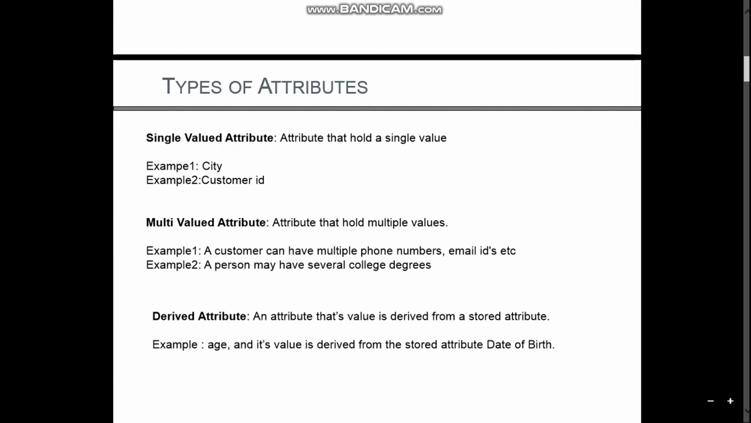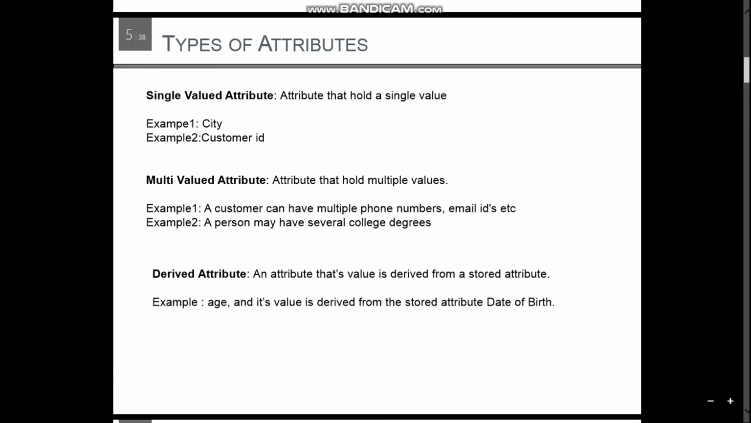Derived attribute: an attribute whose value is derived from a stored attribute. Here we take, for example, the age of a person. Now date of birth is a stored attribute and you calculate the age of a person from their date of birth. So in this case age is derived and date of birth is the stored attribute. Another example of this is salary, which is again calculated at the time by having gross pay, net pay, taxes, etc.